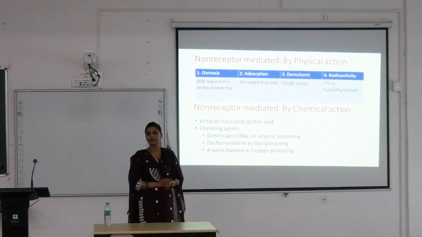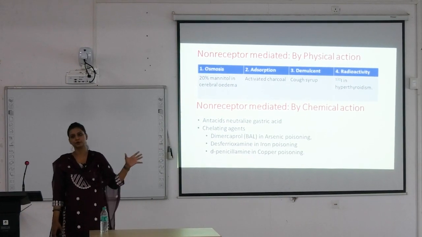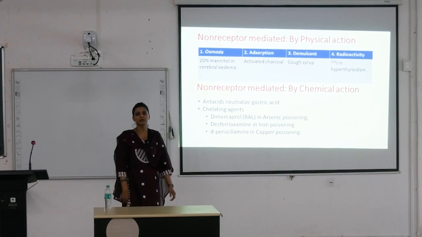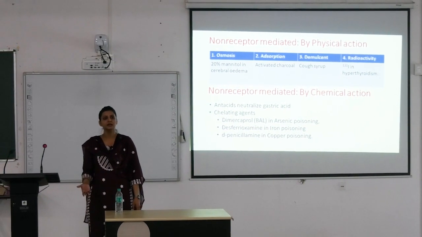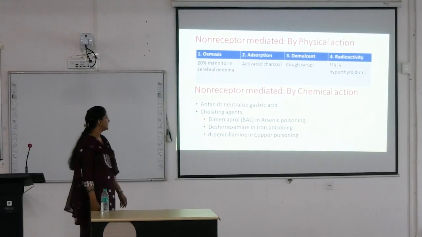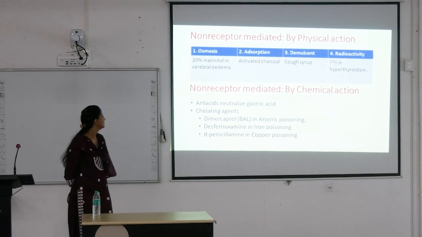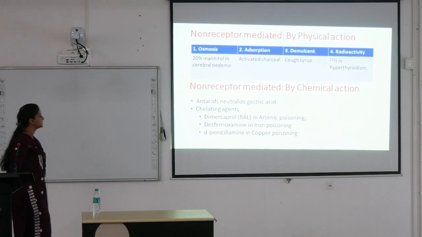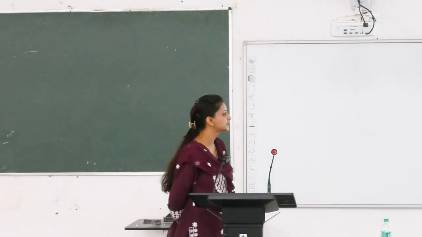Non-receptor mediated also occurs by chemical action. So physical action we have seen. These are all the physical actions that are producing the action. Now chemical action. Antacid: what is it doing? It is neutralizing the gastric acid. Chelating agents like dimercaprol in arsenic poisoning, desferrioxamine in iron poisoning, and penicillamine in copper poisoning. These are all by chemical reactions. Chelating agents. Okay. Next.